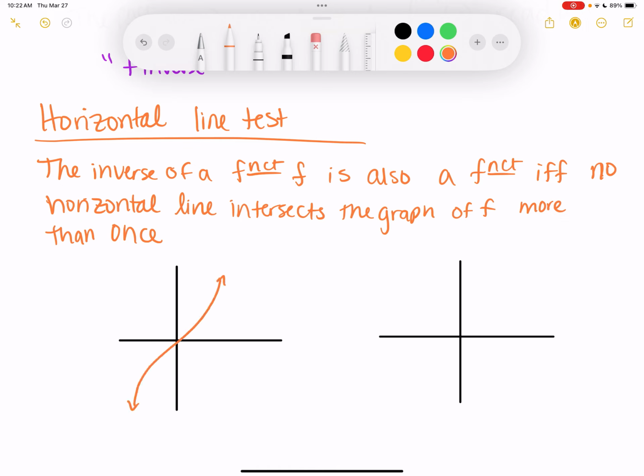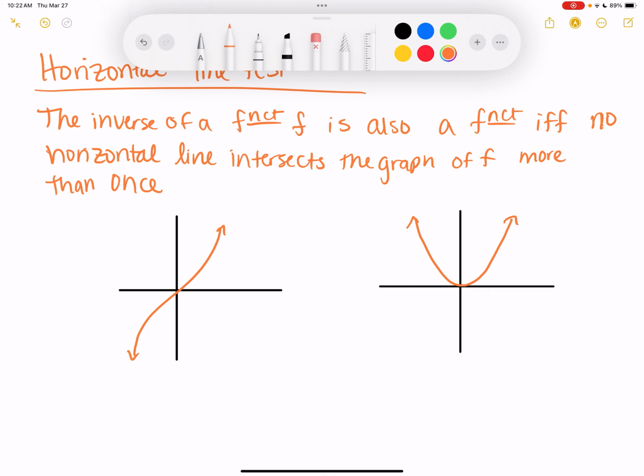Where the things that I'm graphing would be the inverse function. Oh, is that tangent? On the left. It looks like tangent, but it's not. There's no asymptotes.